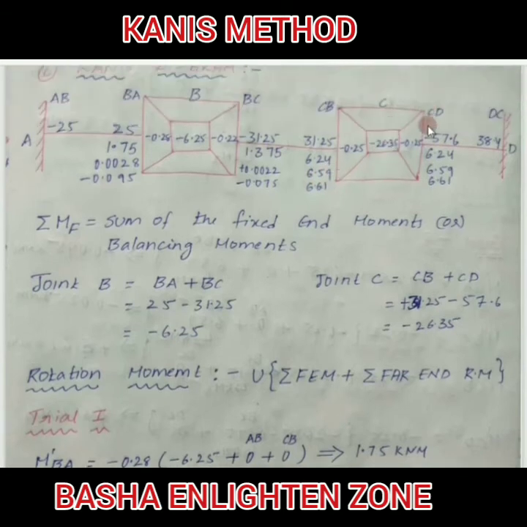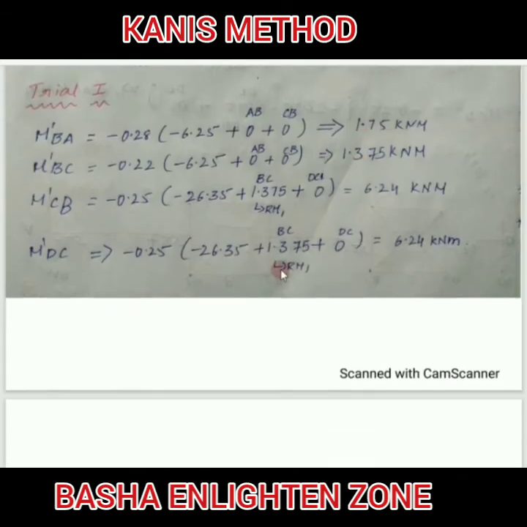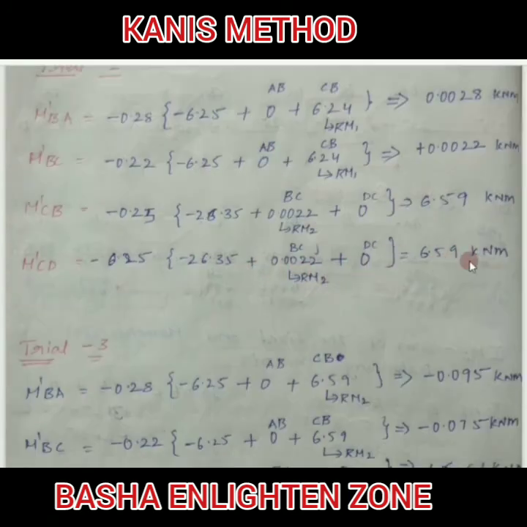Then I am calculating this M bar DC. So M bar CD equal to minus 0.25 times the sum of the fixed moment, equal to minus 26.35, plus the sum of the foreign rotation moments, which will be DC and BC. So DC will be 0. For the second trial you will get only up to 0.0022. Whatever you get most recently, you can consider that one. So that one will be 0.0022. Again simplify this one using your calculator, you will get this one.